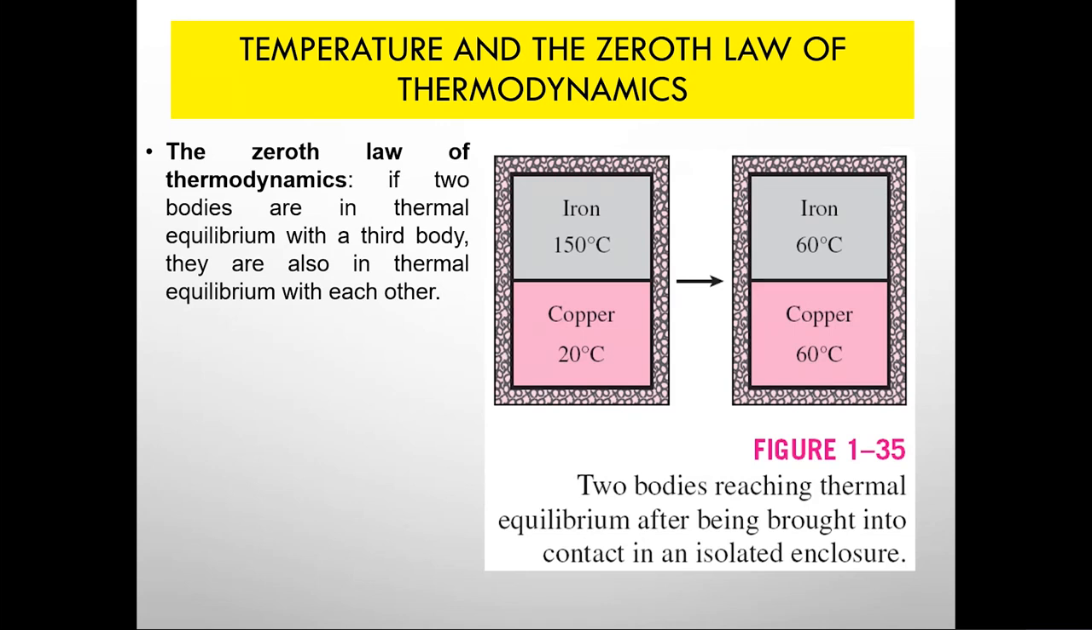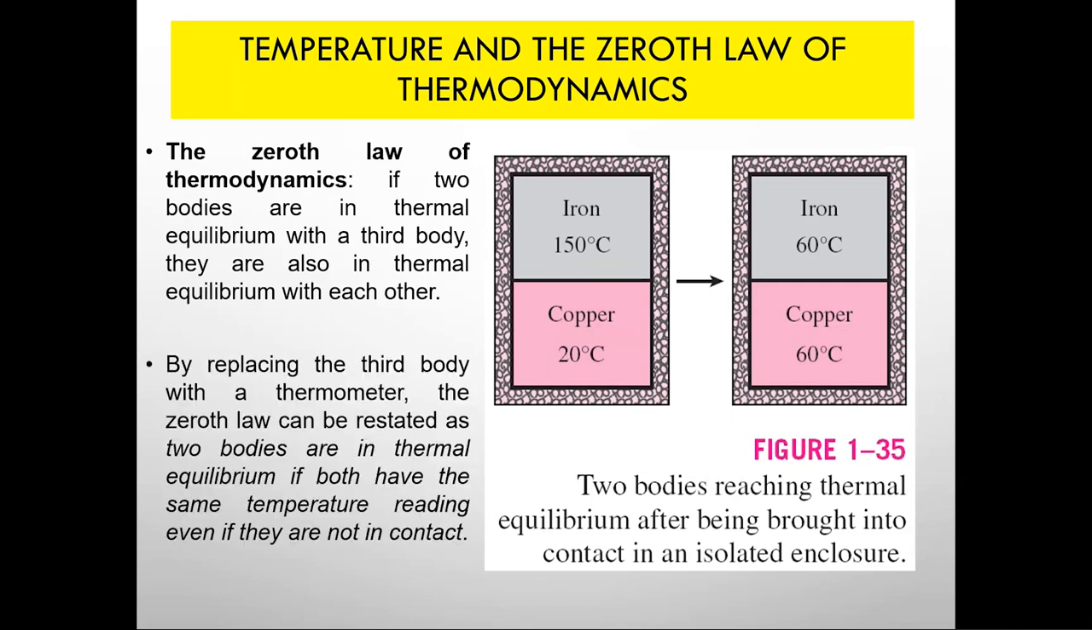Clear? This is the same principle on which your thermometers are being designed. By replacing the third body with a thermometer, the zeroth law can be restated as: two bodies are in thermal equilibrium if both have the same temperature reading, even if they are not in contact. This is the basis on which your thermometers are being designed.